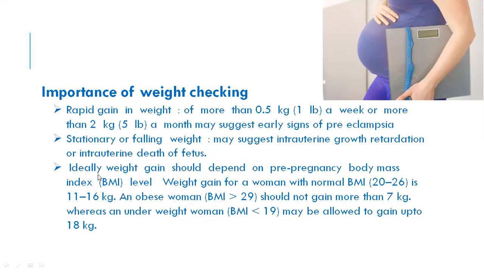Ideally, weight gain should depend on the pre-pregnancy body mass index. Weight gain for a woman with normal BMI of 20 to 26 is 11 to 16 kgs. But an obese woman should not gain more than 7 kgs, whereas underweight women with BMI less than 19 may be allowed to gain up to 18 kgs.